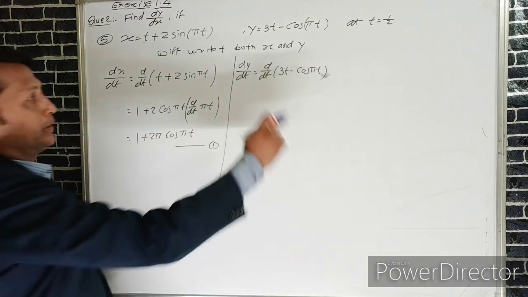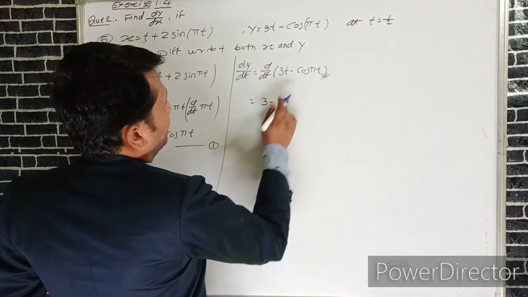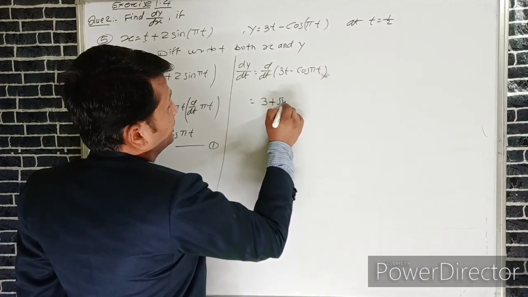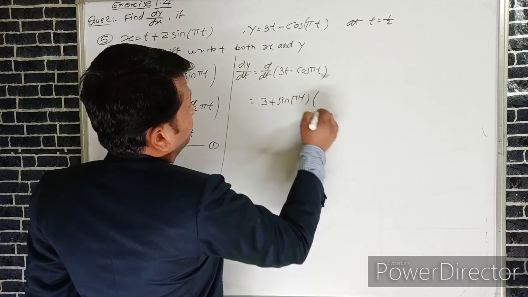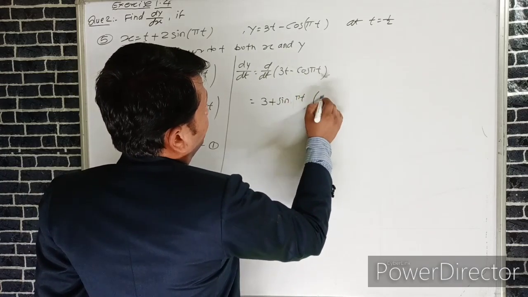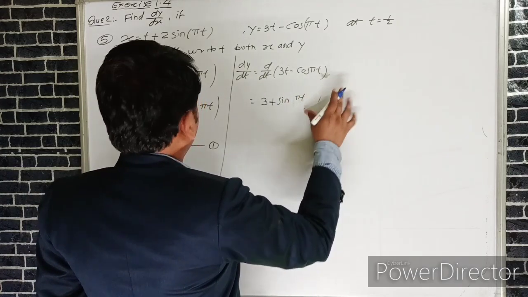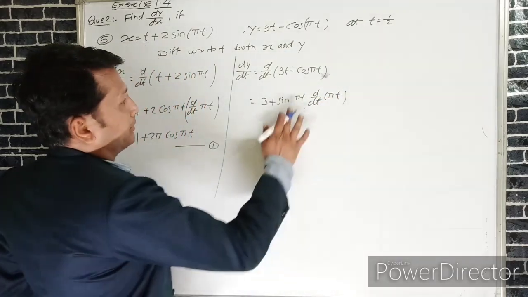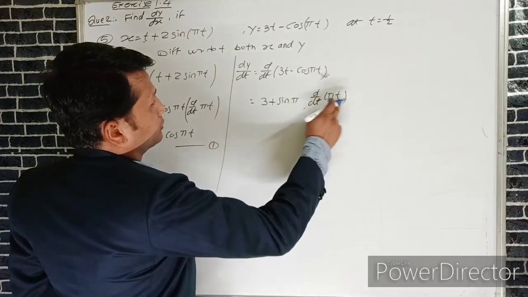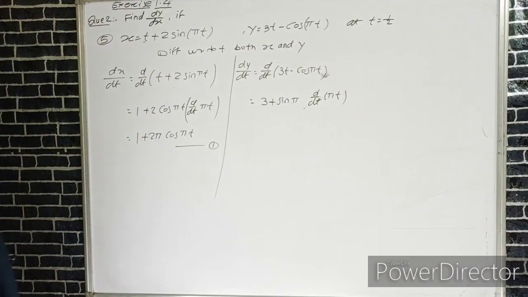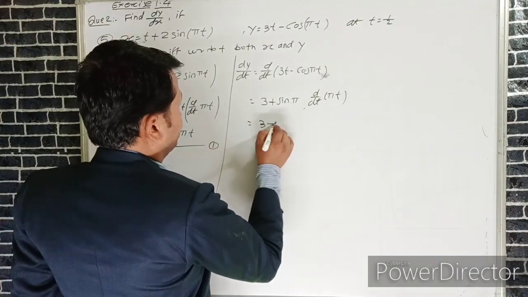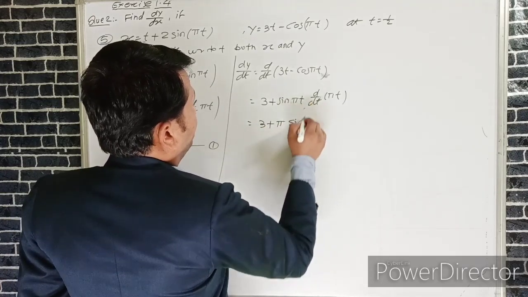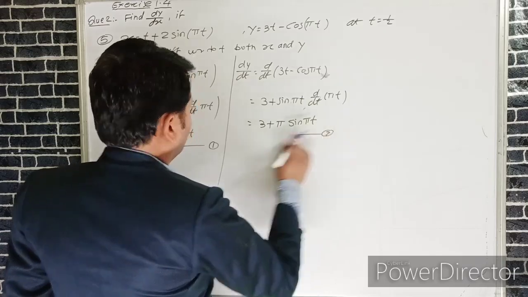Again, here the derivative of 3t is 3, minus the derivative of cos pi t, which is minus sin pi t, so it becomes plus sin pi t, and we take again the derivative of pi t. Here the derivative of pi t is pi. Pi is a constant, the derivative of t is 1, pi into 1 is pi. We can write 3 plus pi sin pi t, which is 2.